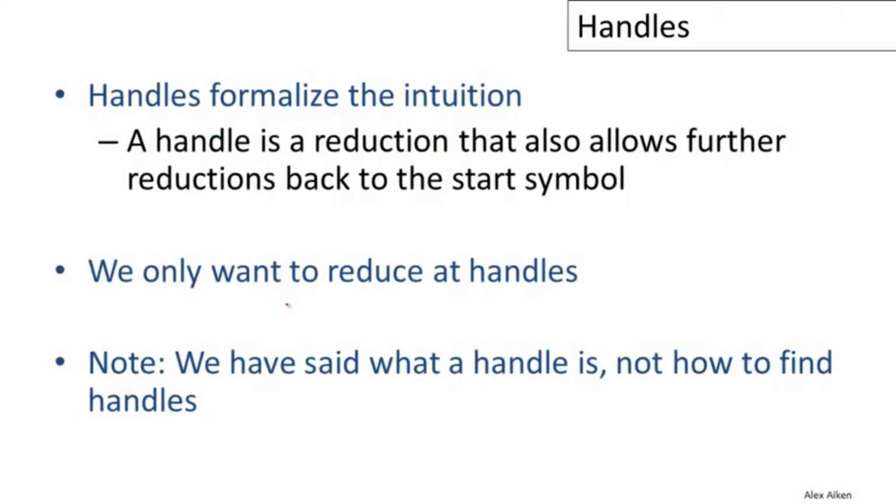And we clearly only want to do reductions at handles. If we do a reduction at a place that is not a handle, even though it looks like it's the right-hand side, or may actually be the right-hand side of some production, that doesn't mean that it's actually a handle, and if we reduce there, we may get stuck. So all we said so far is what a handle is. We've defined a handle. We haven't said anything about how to find the handles. And actually, how we find the handles is going to consume much of the rest of our discussion of parsing.